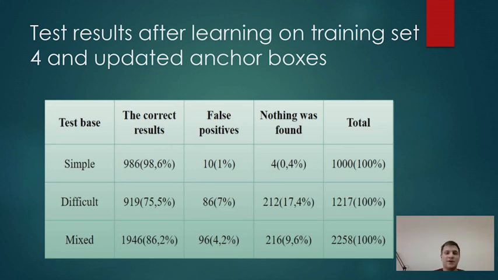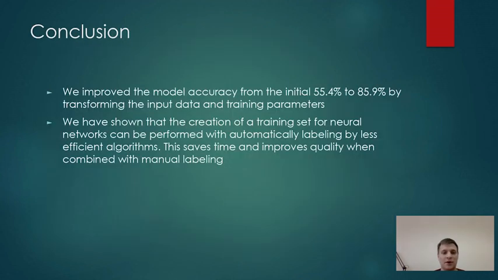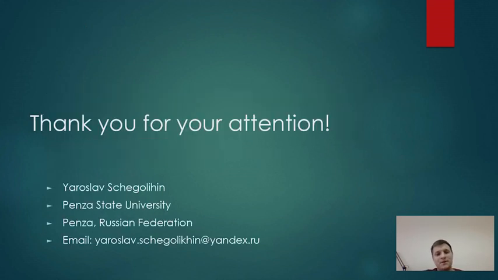So we got 3 test sets. One test set is a simple set, the second is a difficult set, the third was a mixed set. Thus we improved the model accuracy from the initial 55.4% to 85.9% by transforming input data and training parameters. Using automatically labeled images as training data allowed us to improve the quality of recognition. Thank you for your attention.